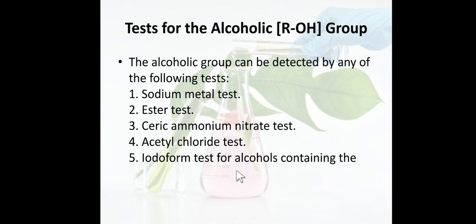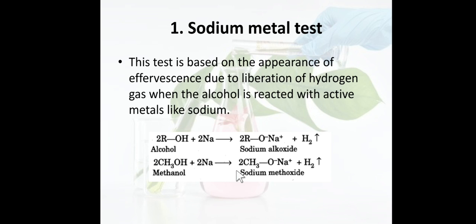The first test is the sodium metal test, second is the ester test, third one is the ceric ammonium nitrate test, fourth one is the acetyl chloride test, and fifth one is very well known as the iodoform test for alcohol. So friends, let's see the first test. First is the sodium metal test. It is a very simple test.